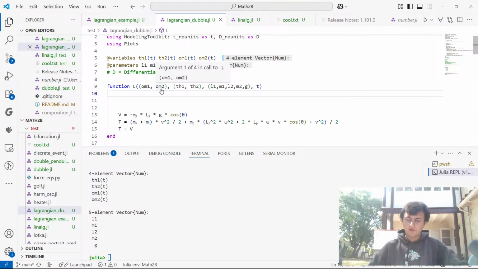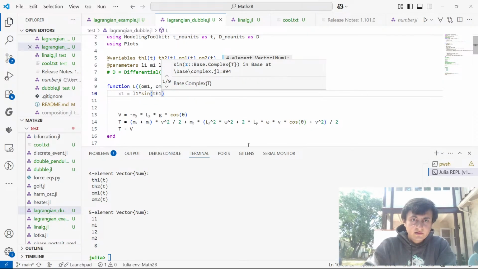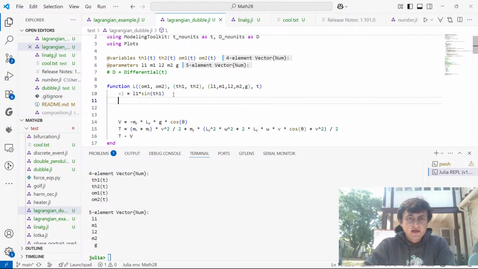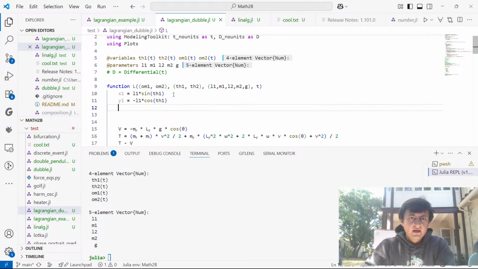How do we want to do this? Let's just do it the way that we've done it. X1 is equal to L1 times sine theta 1. And this should be of t, right? This is dependent on time. Okay, y1 is equal to minus L1 times cos theta 1.